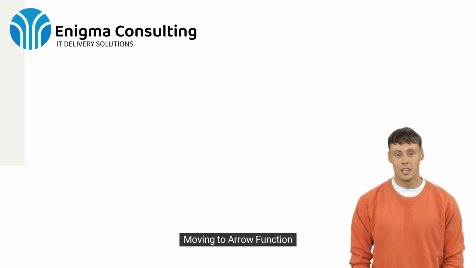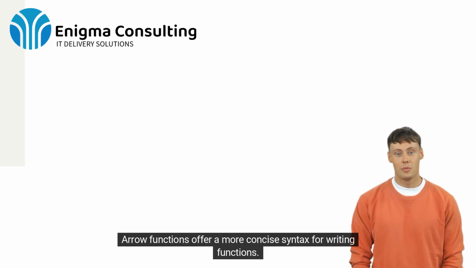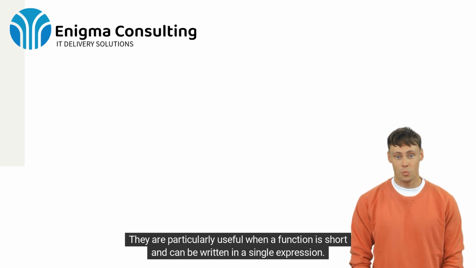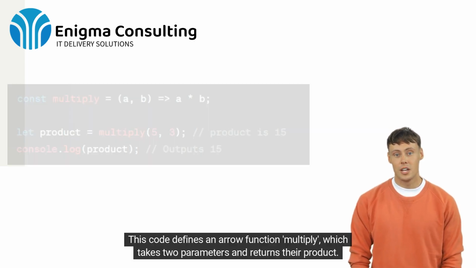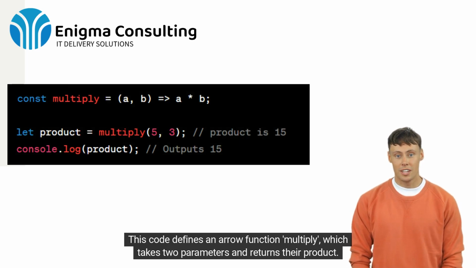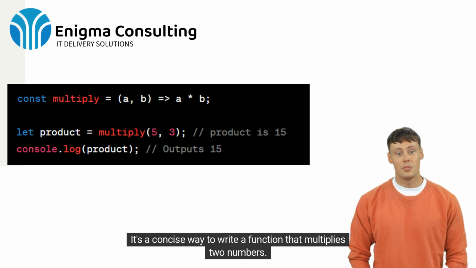Moving to arrow function. Arrow functions offer a more concise syntax for writing functions. They are particularly useful when a function is short and can be written in a single expression. This code defines an arrow function, multiply, which takes two parameters and returns their product. It's a concise way to write a function that multiplies two numbers.